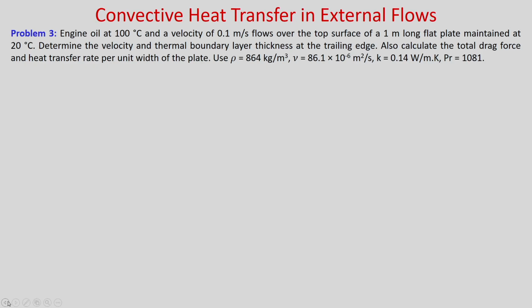So, let us discuss the third problem. Engine oil at 100 degree centigrade and a velocity of 0.1 meter per second flows over the top surface of a 1 meter long flat plate maintained at 20 degree centigrade. Determine the velocity and temperature boundary layer thickness at the trailing edge. Also calculate the total drag force and heat transfer rate per unit width of the plate. The properties are given here.